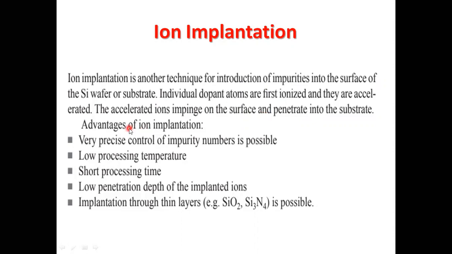Now, these are the advantages of the ion implantation. First one is very precise control of the impurities number is possible. Next is low processing temperature. Third one is short processing time. Fourth is low penetration depth of the implanted ions. And the fifth is implantation through the thin layers, for example, silicon dioxide, Si3N4 is possible.